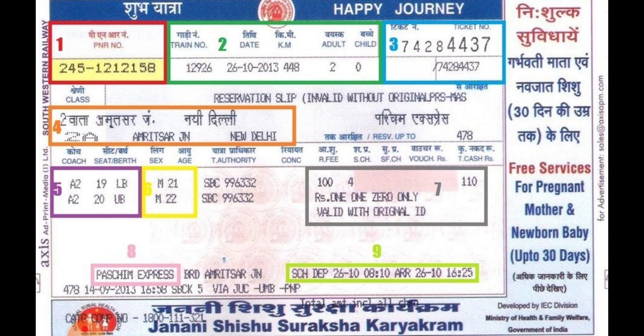Okay, that is the train ticket fare, that is, how much amount they have to pay for traveling from Amritsar to New Delhi. Okay, next, moving on to column number 8, that is the name of the train.